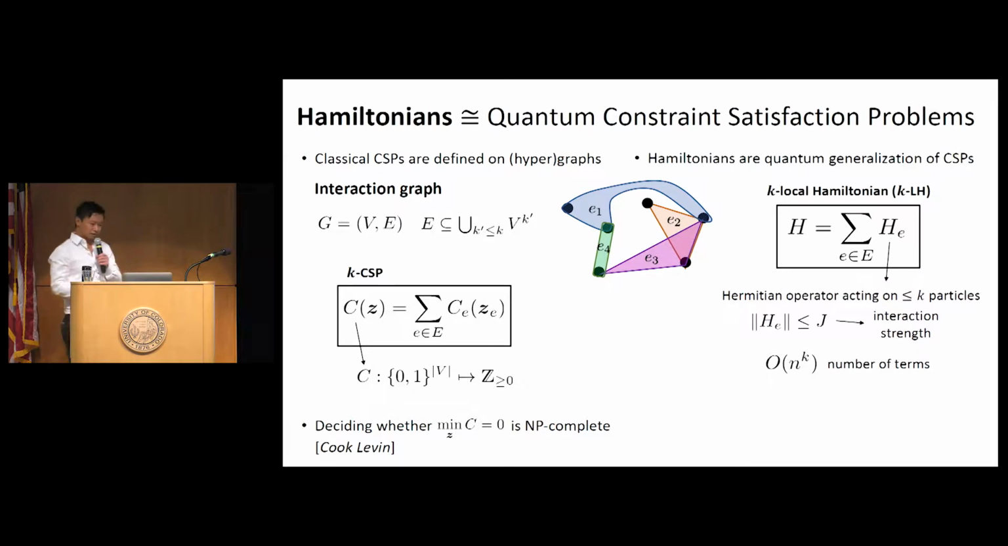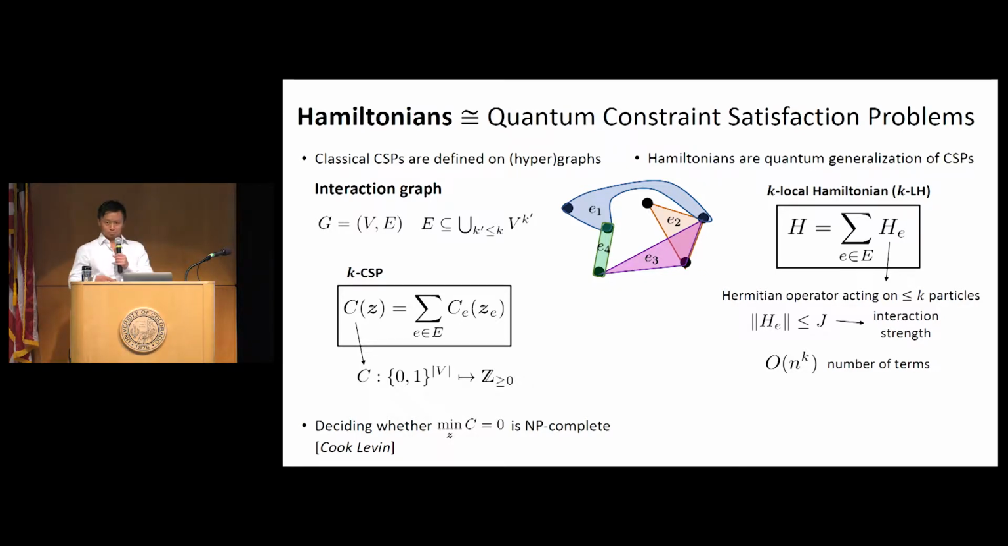Now, Hamiltonians are essentially, in the computer scientist's language, the quantum version of these CSPs. Similarly, you can define a k-local Hamiltonian, which is a sum over the hyperedges, where each term is now a Hermitian operator acting on at most k particles. Each particle is now a qubit, or potentially a d-dimensional particle that we also call a qubit. Typically, we consider that each term should have some bounded norm, and the maximum value of this term-wise norm we call the interaction energy.